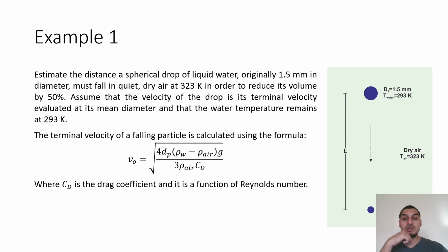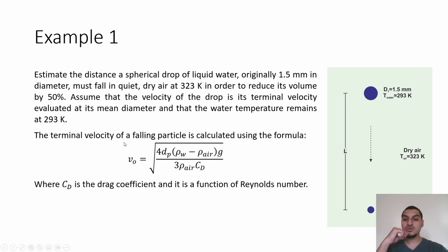So this is what we call the terminal velocity, and of course this includes also some friction force due to the viscosity of the fluid and other things. And this terminal velocity is a function of the size of the falling particle, or the diameter of this particle. So we will assume that since we have two diameters here, d1 and d2, this velocity is calculated at the average diameter between d1 and d2. The water temperature is 293 Kelvin, and the air temperature is 323 Kelvin.